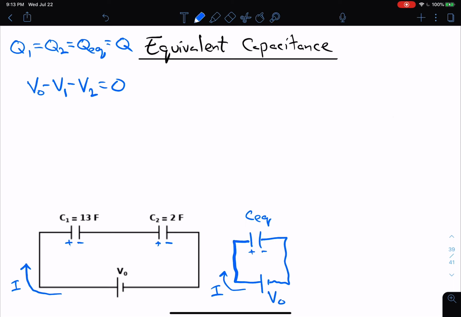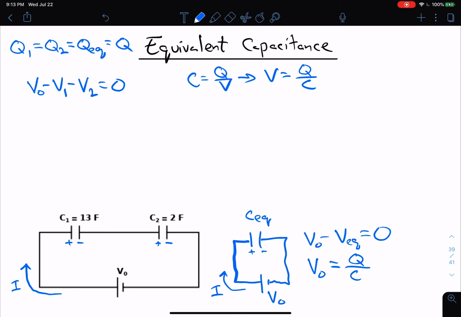Okay. We might as well do the loop rule for the equivalent circuit here real quick. And so that's just going to be V naught minus VEQ equals 0. Now remember, capacitance is defined to be Q over V, which means V equals Q over C. So if I go down to my equivalent circuit and I substitute that in, I'm going to get V naught. Now, QEQ, remember, we're just going to be using Q for all these. So this just becomes Q over CEQ.